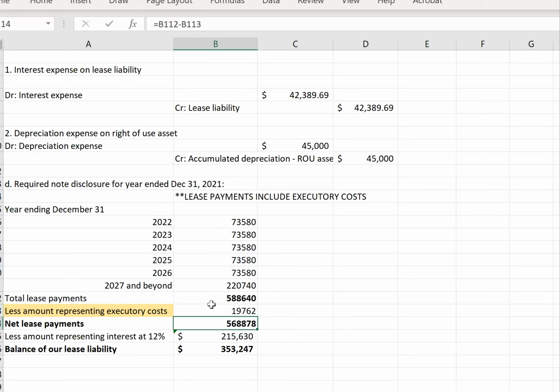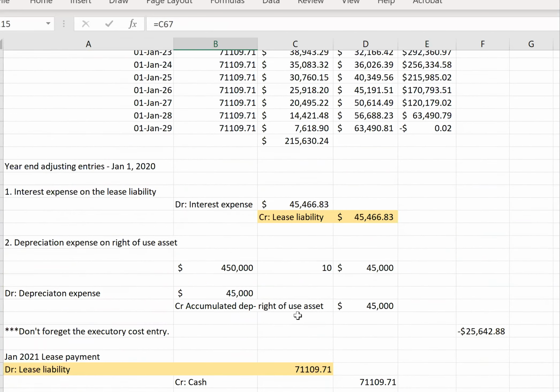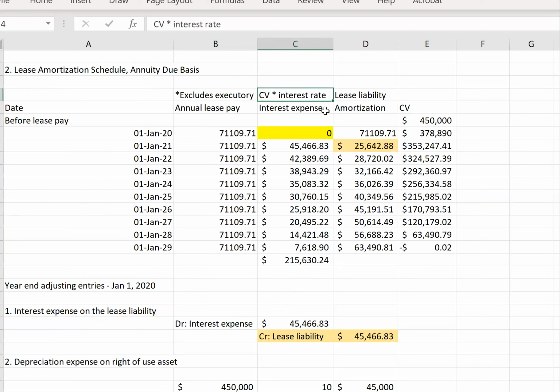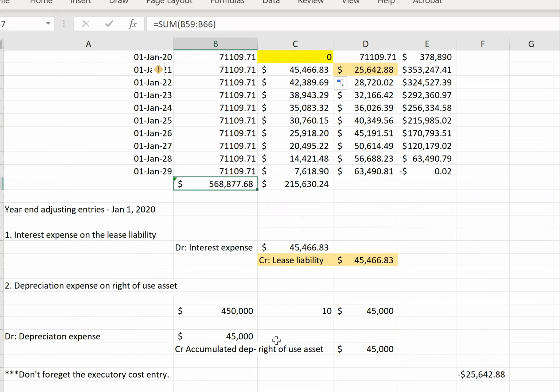That gives us a net. So all we've done is say our total lease payments less our executory costs over 8 years gives us our net. Then here, what we've done is we've said, well, in terms of what our lease liability is that we expect, we're going to take out the amount that we're going to have in interest of this lease liability. Even though the interest isn't included in this, these are simply payments per the contract. We are going to take out the amount representing the 12% interest. Why 12%? Because that's the interest rate that we're using as the implicit or the incremental rate. And our total interest expense here is $215,630. And you can see actually here, this total is the same total as our lease payment commitment, $568,877.